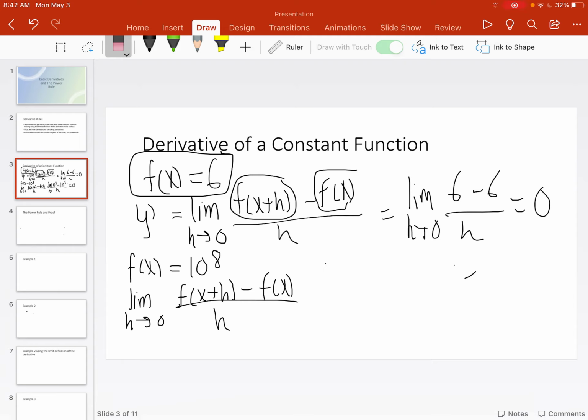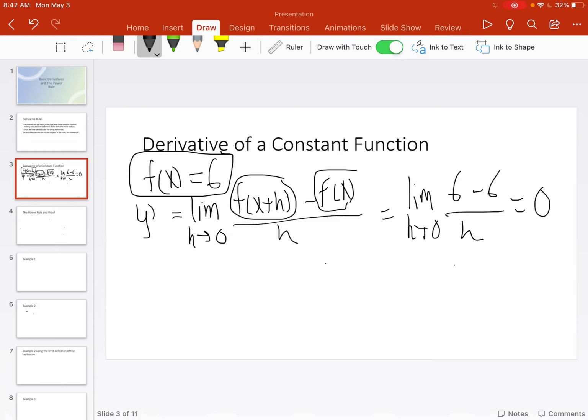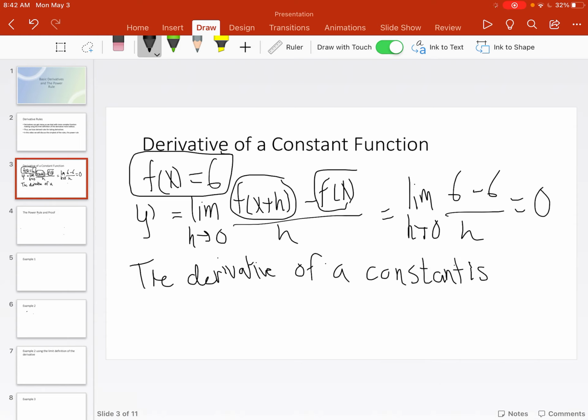So, I'm going to erase this. It turns out that the derivative of a constant is 0. It's always 0. So you've got to keep this in your head because this is very important. You'll use it a lot. The derivative of a constant is 0, but let's see why.